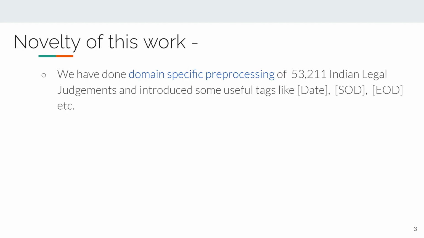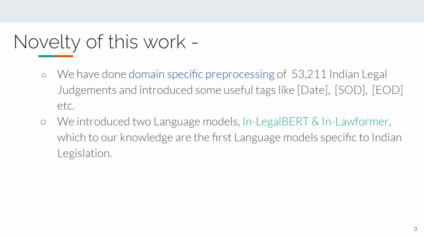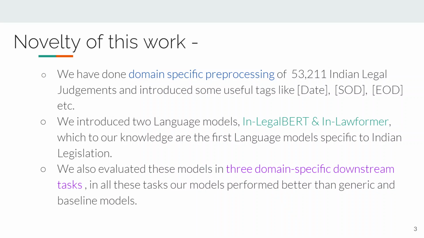Now, the novelty of this work is that we have done some domain-specific preprocessing of about 53,000 Indian legal judgments, and introduced some useful tags in the preprocessing task. We use these tags so the training can be done in a better way and the language model can learn better. We introduced two language models in this work, Indian LegalBERT and Indian LawFormer, which to our knowledge are the first language models specific to Indian legislation. We have also evaluated these models on three domain-specific downstream tasks. In all these tasks, our models perform better than the generic and the baseline models.